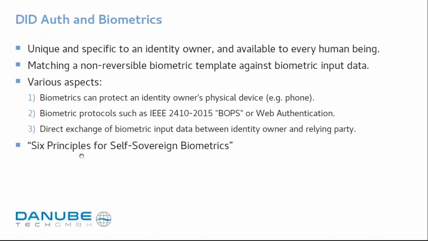There's a separate paper also coming out of the Rebooting the Web of Trust community. It's called 6 Principles for Self-Sovereign Biometrics. So there's even a term, self-sovereign biometrics. It basically says there are no biometrics on the blockchain and no biometrics exchange with a central authority.